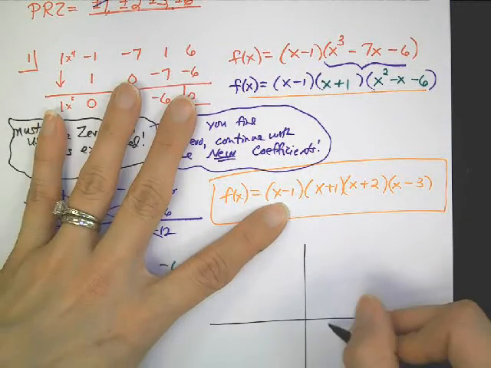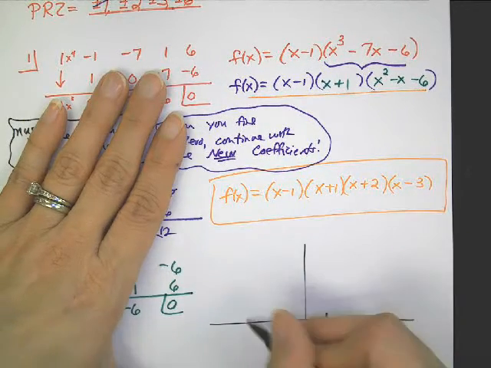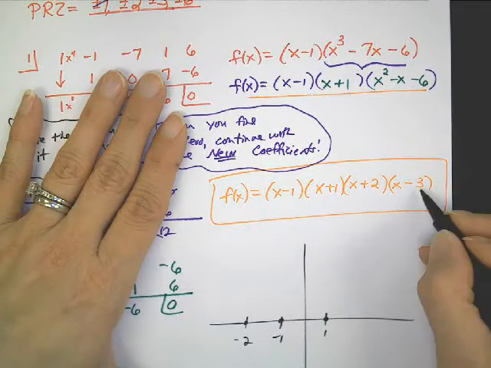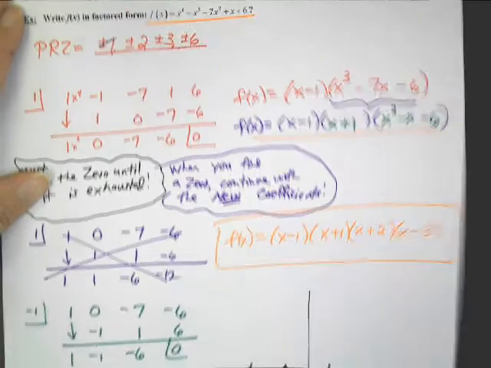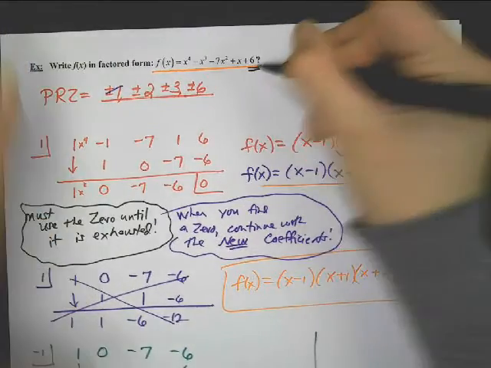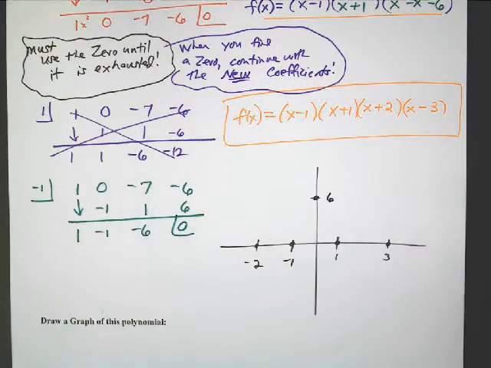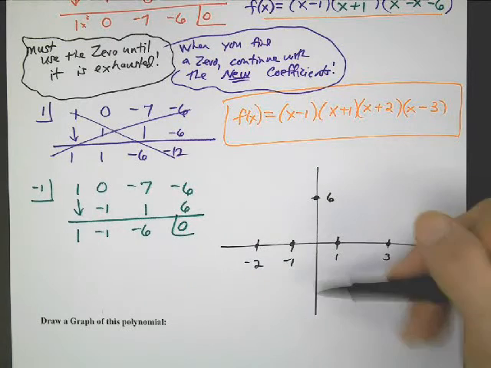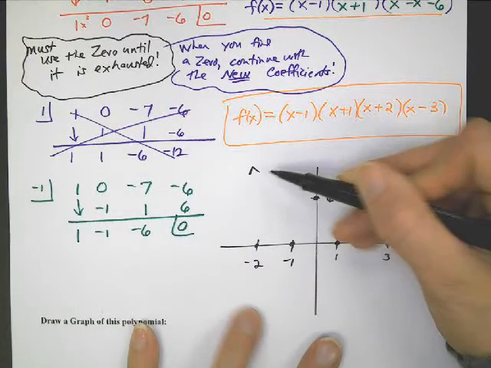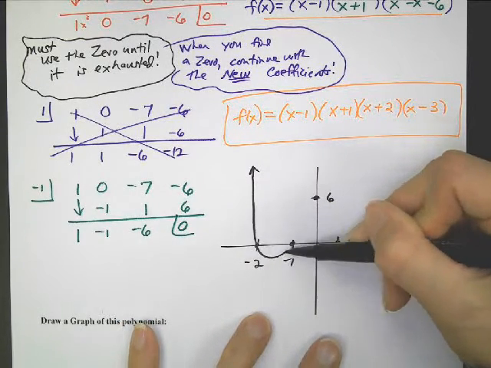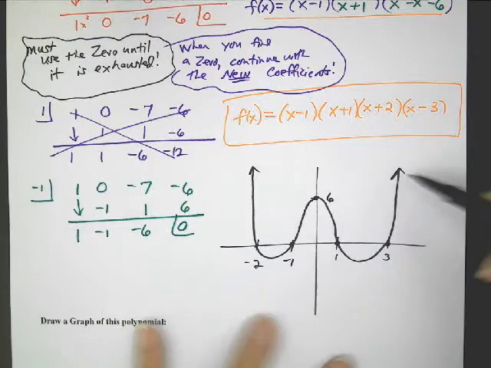So it needs to touch the x-axis at positive 1, negative 1, negative 2, positive 3. How about a y-intercept? The y-intercept, I always like to look back at the standard form. It's positive 6. Okay, so I know where to cross the y-axis. This is an x to the 4th, so it's going to go up, up. And since it's multiplicity 1, 1, 1, it's going to cross, cross, cross. Here we go. Cross, cross, up, up.